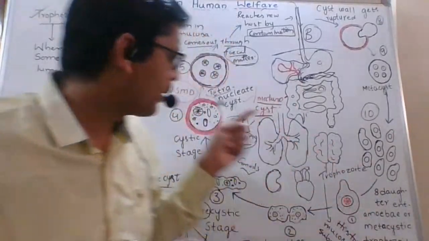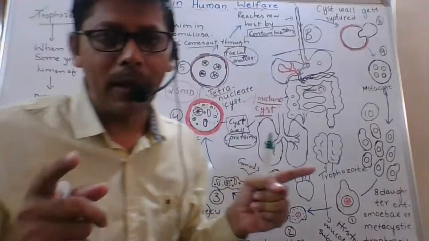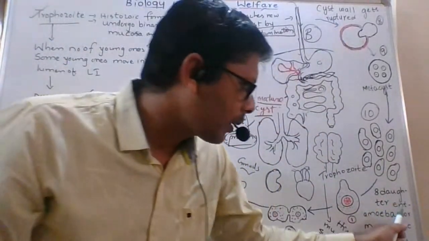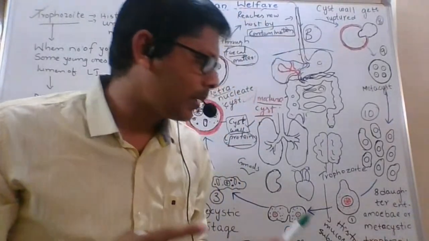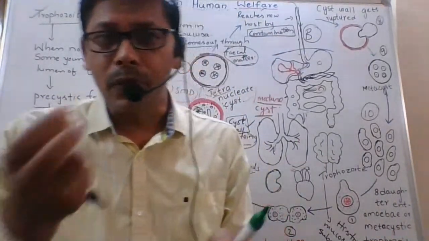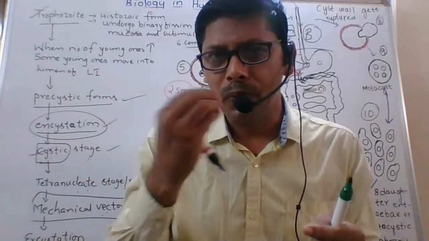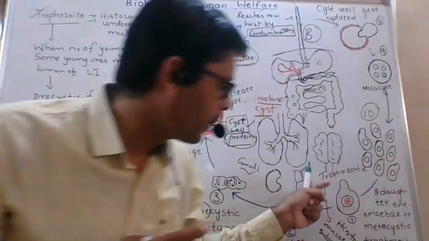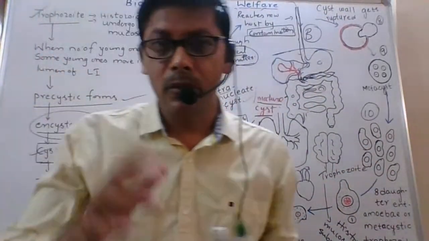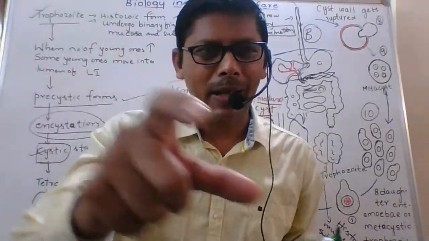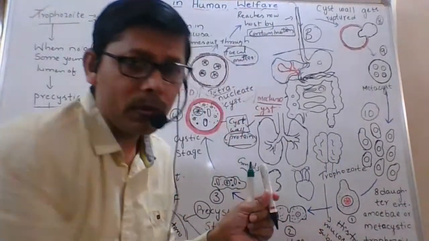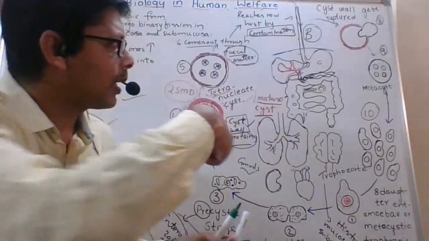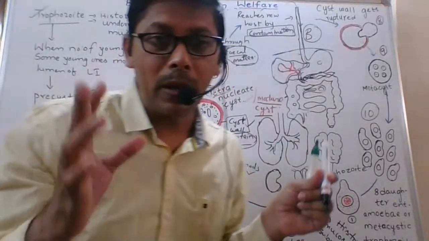2 successive mitotic divisions occurred here. Finally 8 daughter Entamoeba or metacystic trophozoites are formed. Later they become feeding stages, then they become mature trophozoites. These mature trophozoites once again attack the mucosa and submucosa layers, and they cause ulcers there. Okay, this is the life cycle of Entamoeba histolytica.